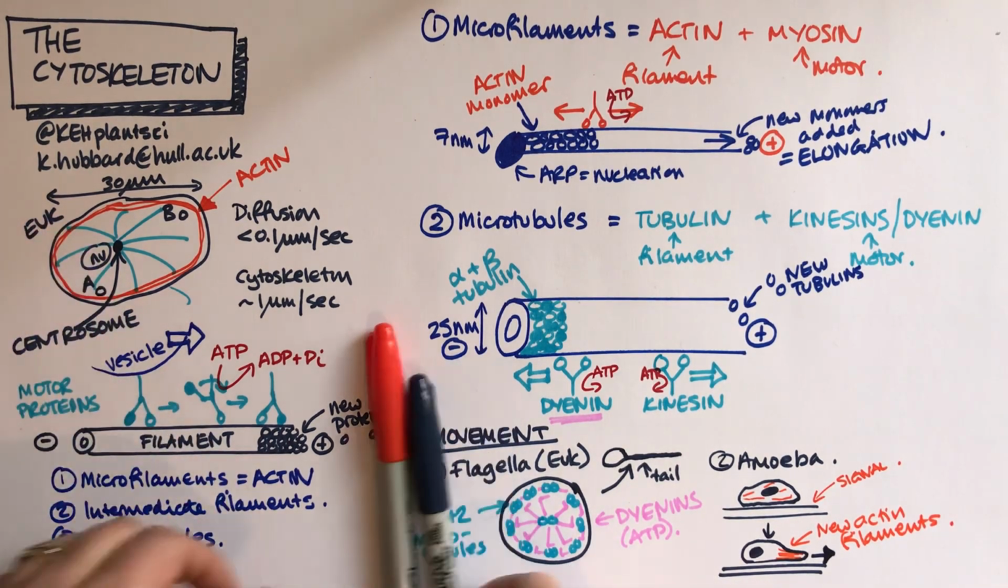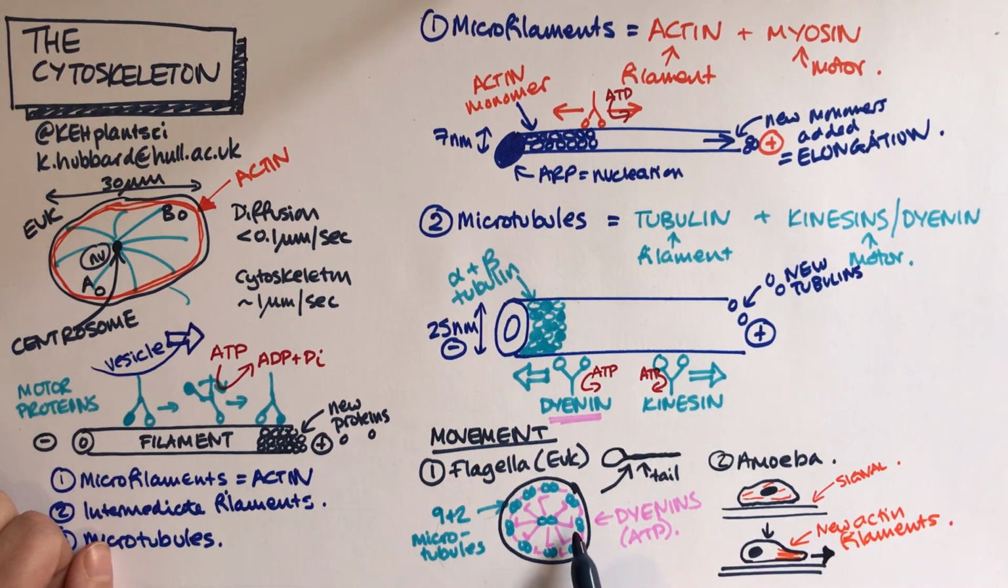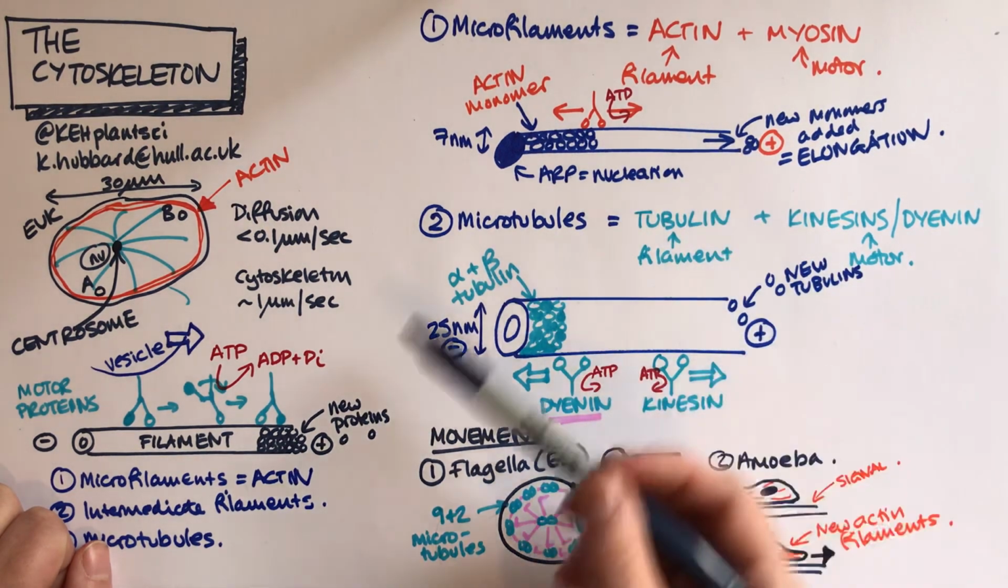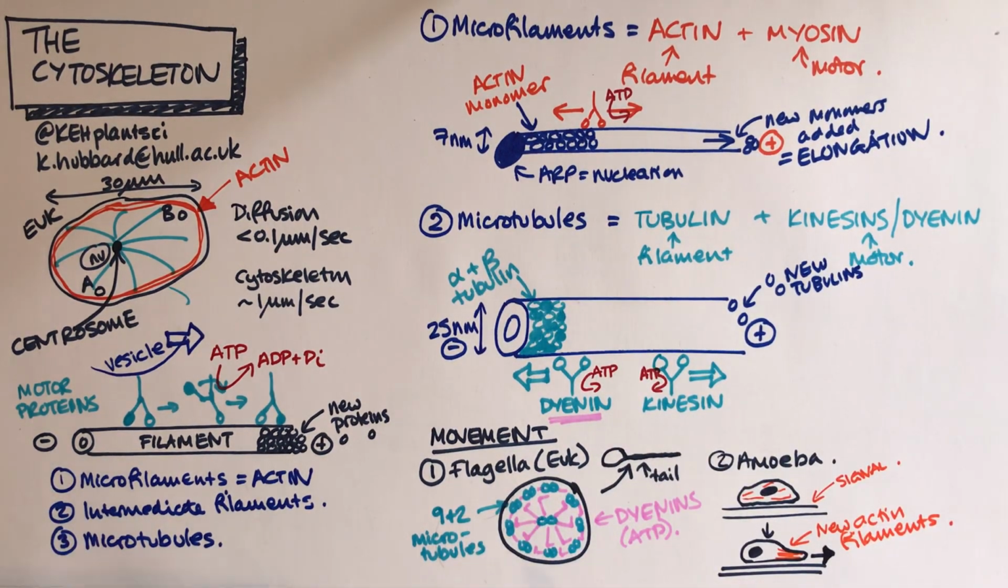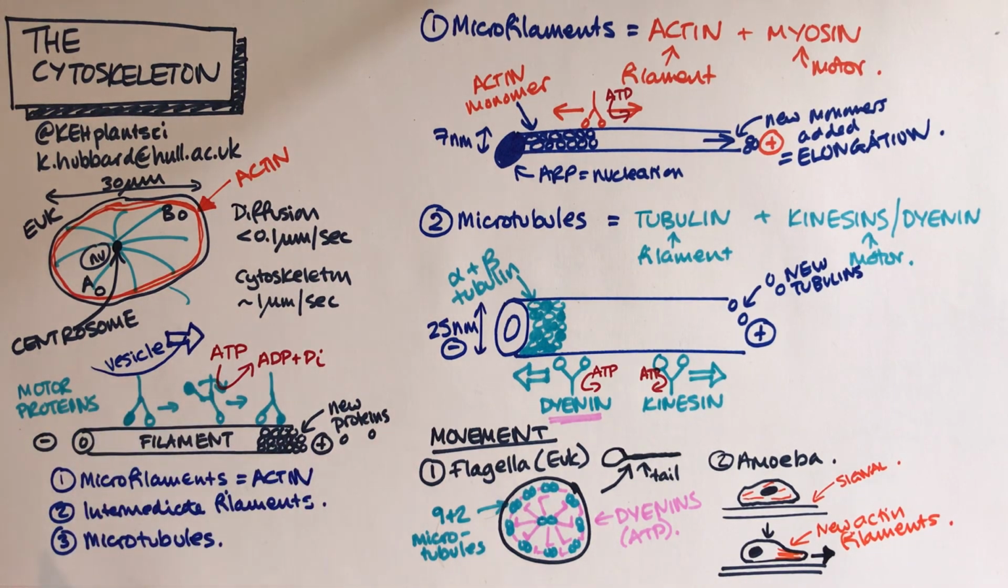So amoeba, it's a movement based on the filaments. Flagella, it's a movement based on the motor proteins. But both of those are ways that these cytoskeleton proteins can cause whole cells to move, as well as vesicles or components within the cell.